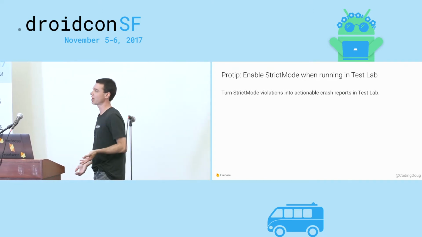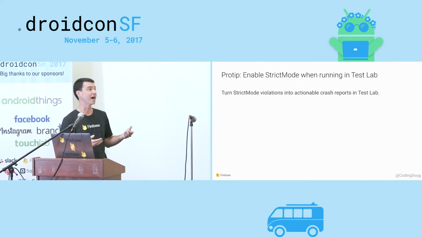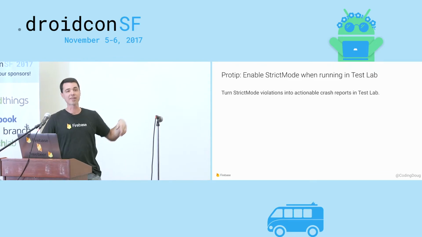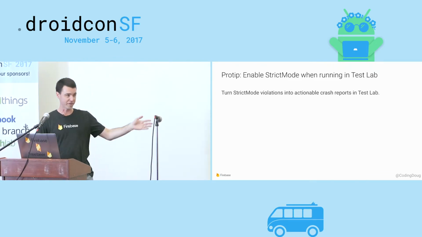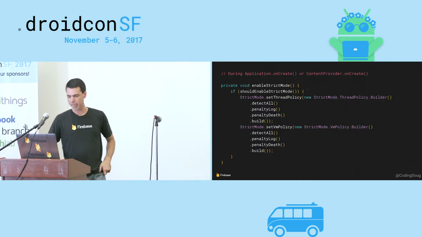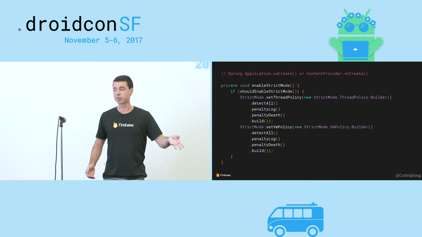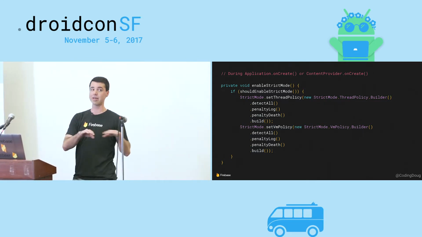So strict mode will check for things like best practices. If you're doing I/O on the main thread, that's a no-no. You want to know if you're doing that. You want to know as early as possible if you're violating any of these best practices. So you can turn strict mode on and have it crash your app. Then when you run it in Test Lab, you'll get a report on all these devices where you may have made a mistake. So what I like to do is when the app first starts, I'll enable strict mode. And first I'll check, should I enable strict mode?